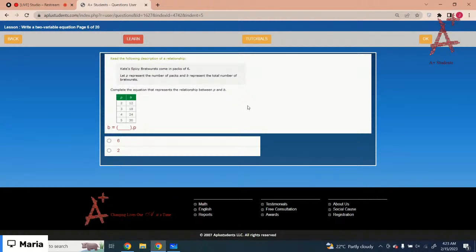2 times 6 is 12. 3 times 6 is 18. 4 times 6 is 24 and 5 times 6 is 30. So that means the correct option is 6. Got it?